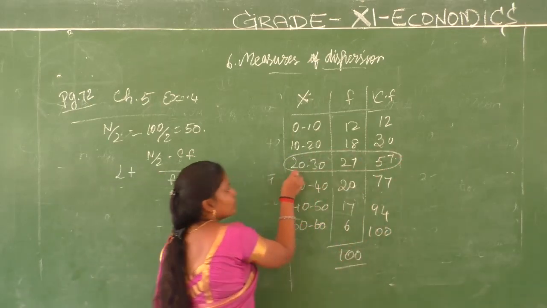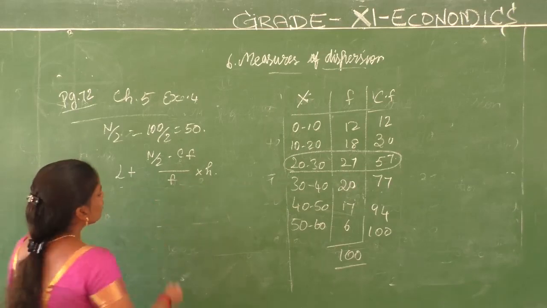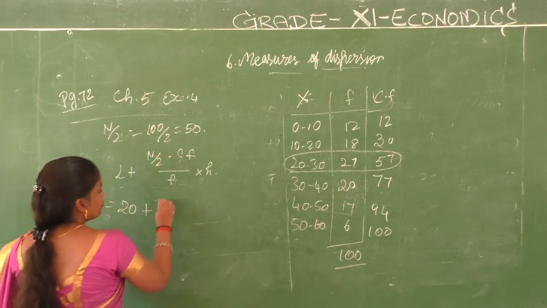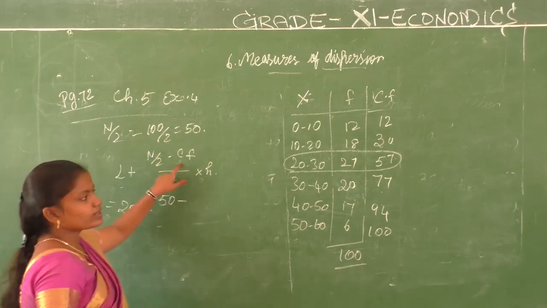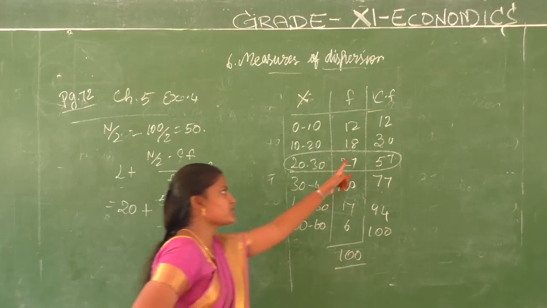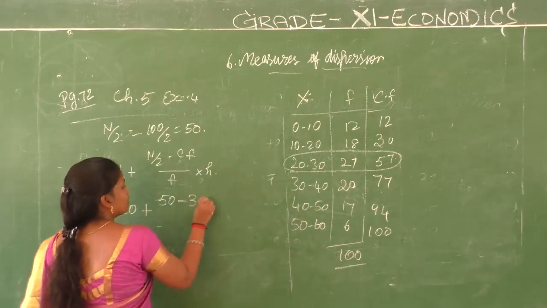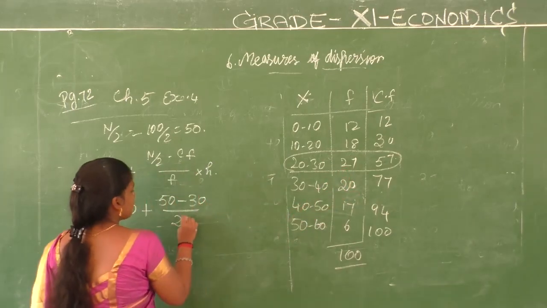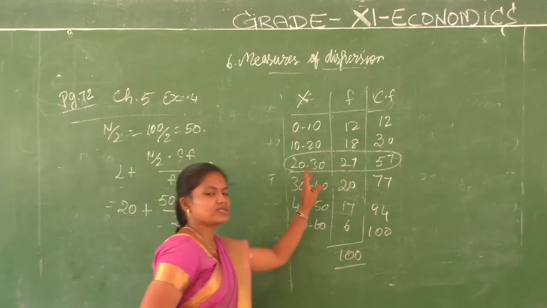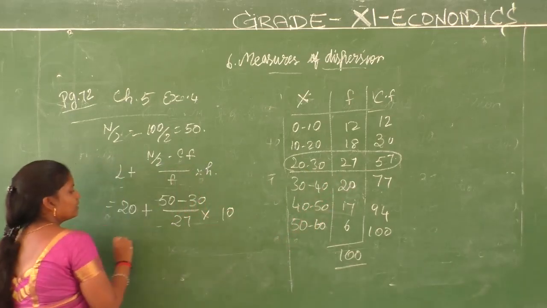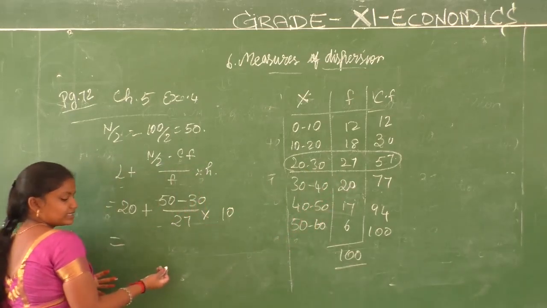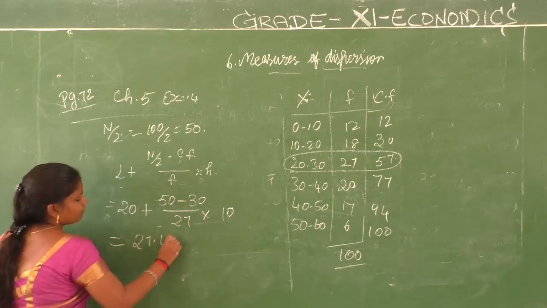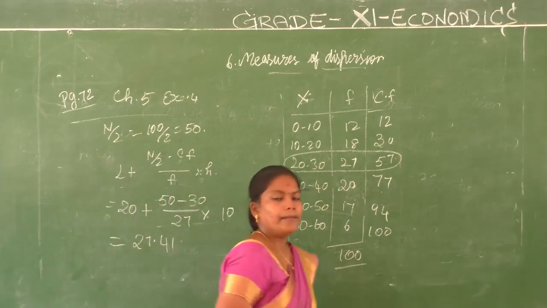20 to 30. What is your lower class limit? 20 plus, what is your n by 2? 50 minus, what is the cumulative frequency of the previous class? 30 by, what is the frequency of the present class, the median class? 27 into, what is the difference? 10. So when you calculate this, you will get the answer of 27.41. That is going to be your median.